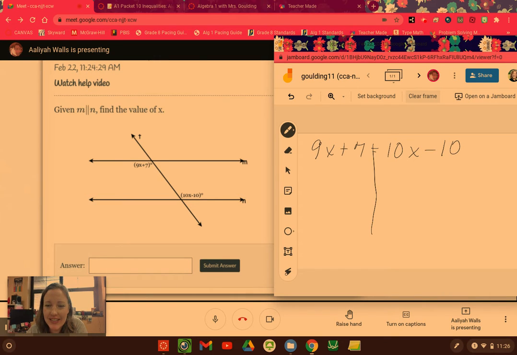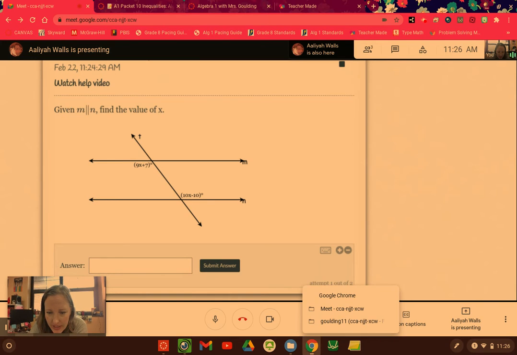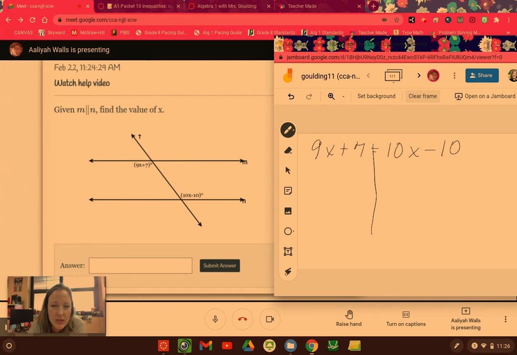Okay. And we'll get into detail in class about how you know which angles are equal and which ones are supplementary. But for right now, we know that those two angles are equal. So we set them equal to each other. We set those expressions. And then, Aaliyah, what do I do first to solve?